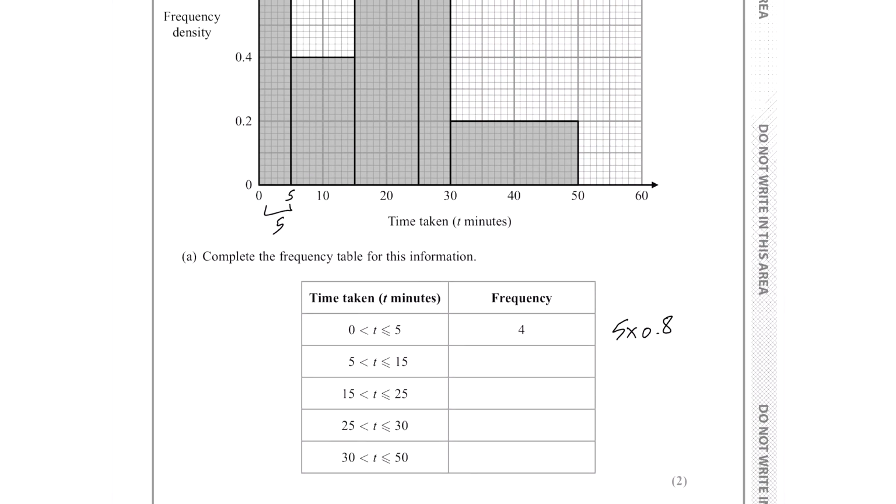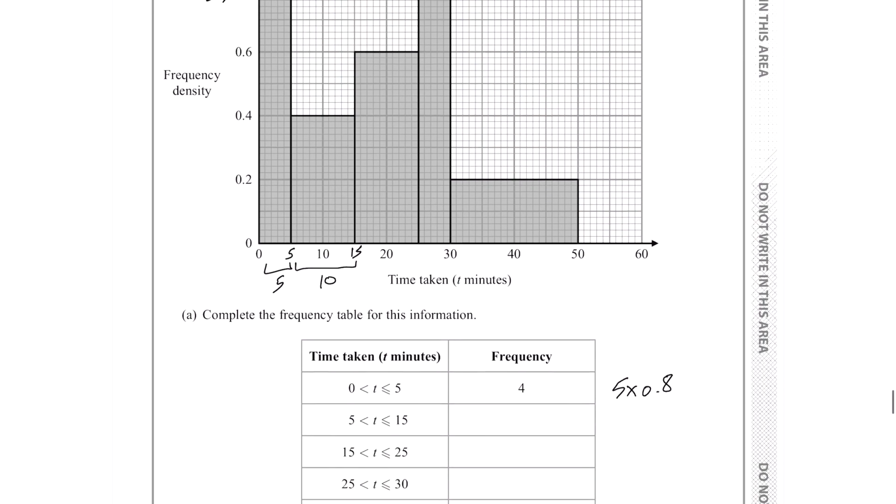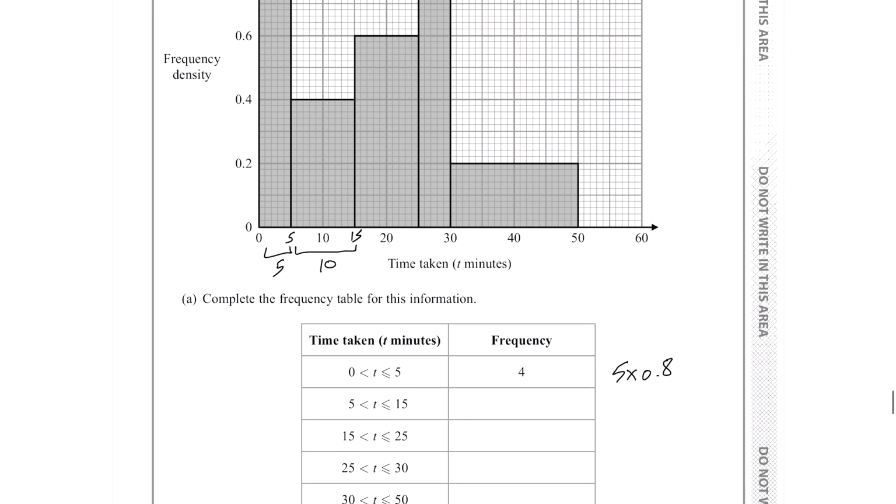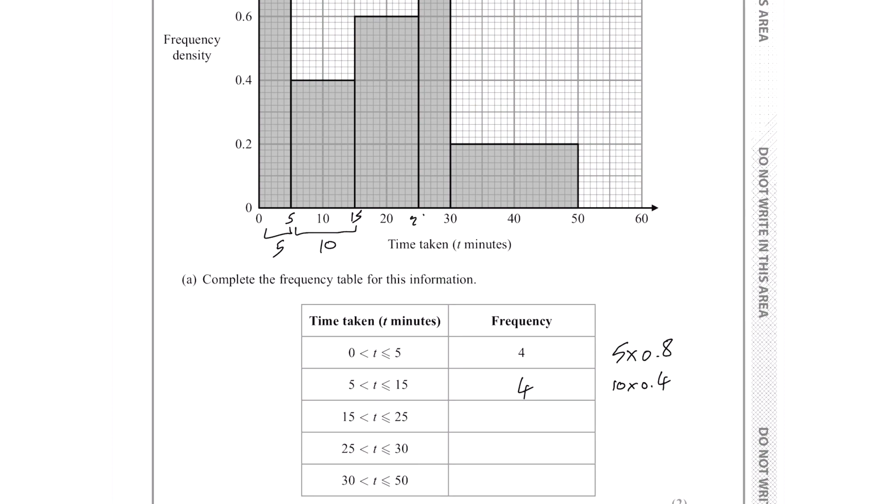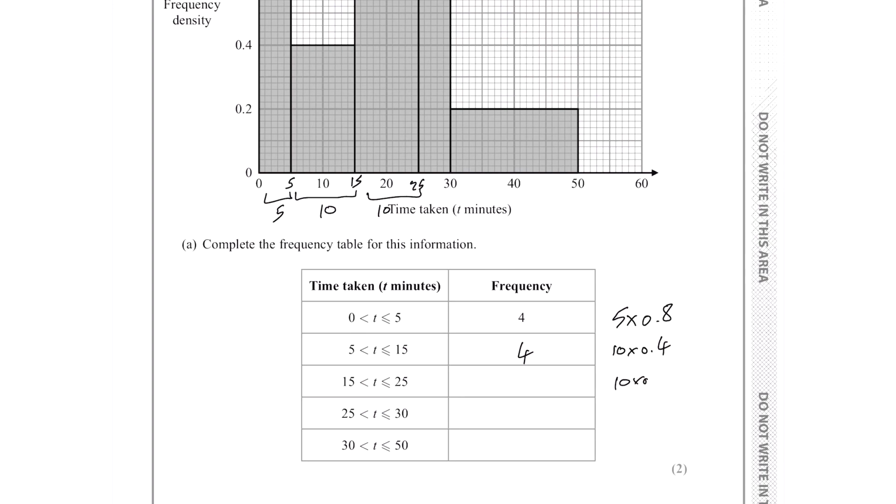Now, the next one is from here till here. So that has a width of 10, and it has a height of 0.4, so that's going to be 10 times 0.4, which is 4. And then the next one is going to go from there to there, which again has a width of 10 and a height of 0.6, so that's 10 times 0.6, which is 6. And then the next one is 5 times 1, and then the last one is 20 times 0.2. So that's from there to there, that's 20, and there's the height.